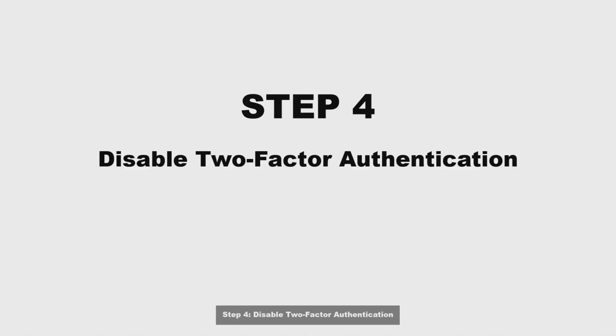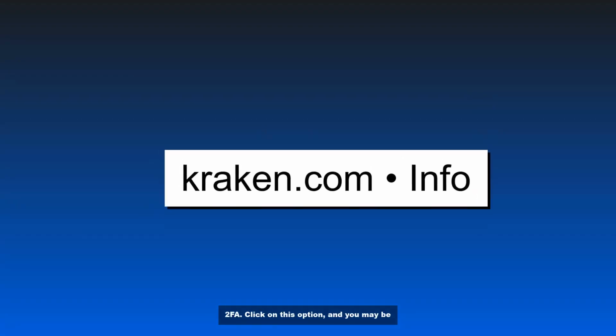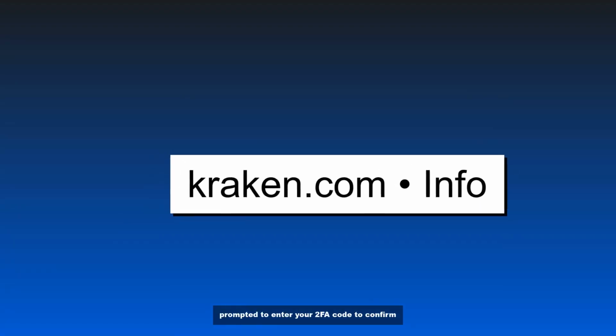Step 4. Disable two-factor authentication. You will see an option to disable or turn off 2FA. Click on this option, and you may be prompted to enter your 2FA code to confirm your identity.